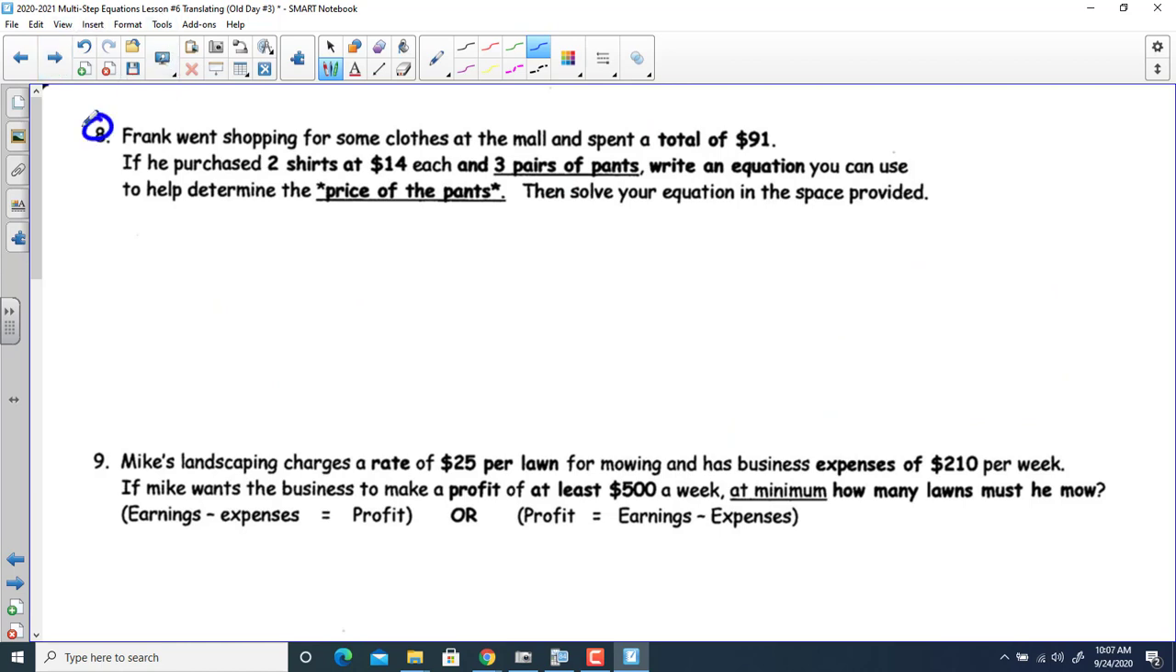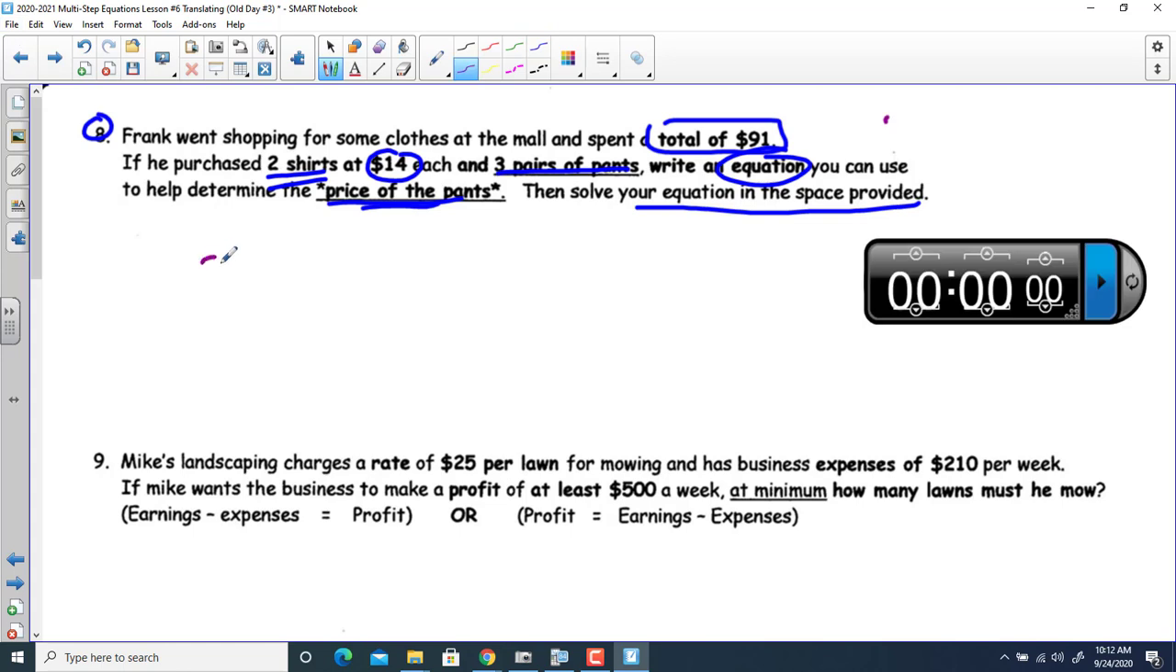Frank went shopping for some clothes at the mall and spent a total of $91. If he purchased 2 shirts at $14 each and 3 pairs of pants, write an equation you can use to help determine the price of pants, and solve the equation in the space provided. I wish I had a little timer. 3 minutes on the clock. Game says twice 14 increased by 3a should equal 91.